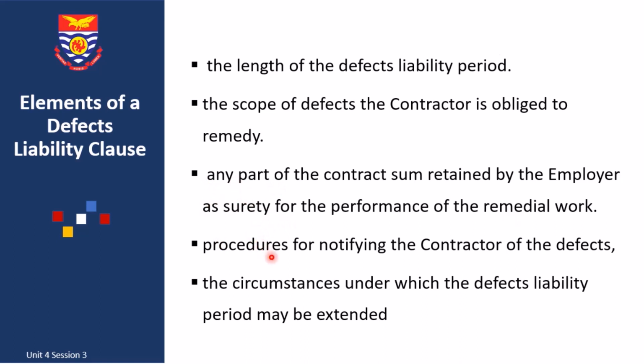And then procedures for notifying the contractor of the defects. So you also have to state those procedures, including the type of defect that is covered in the scope. Then the circumstances under which the defect liability period may be extended. So assuming there is an allowance for the likelihood that the period will be extended, you have to state the circumstances under which that period will be extended in the contract.